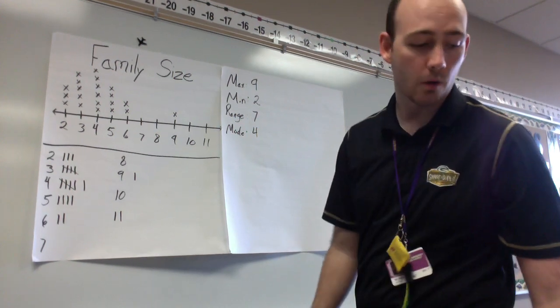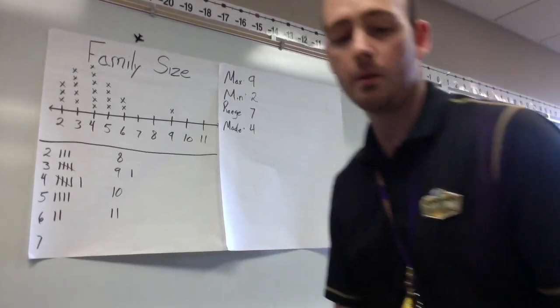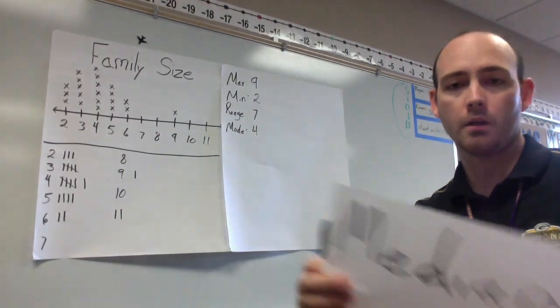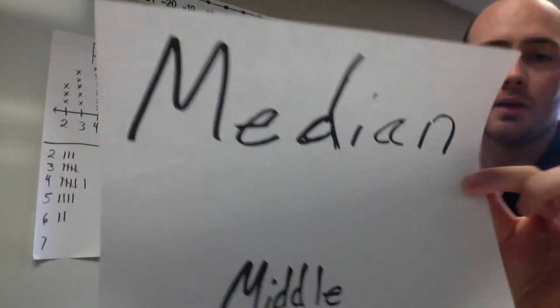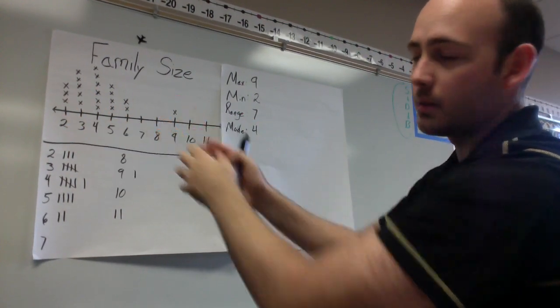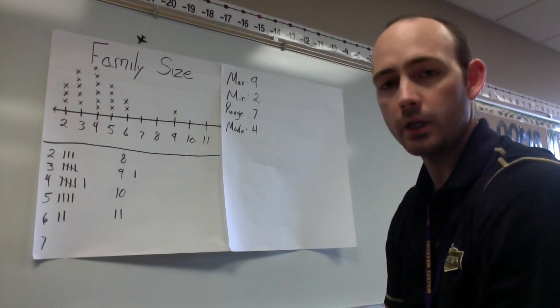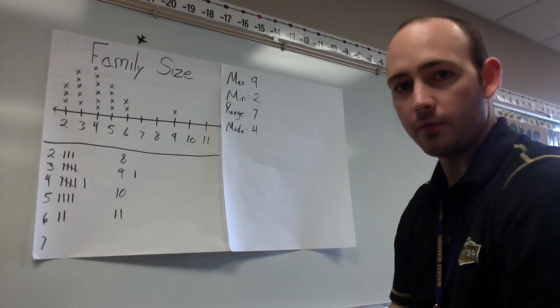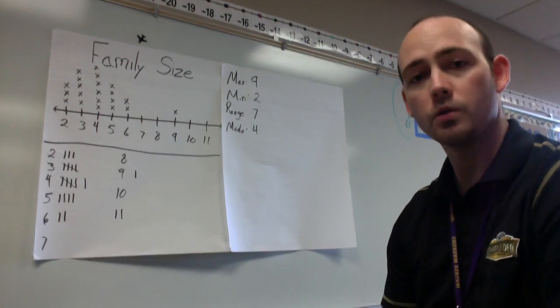So now we're going to talk about our next landmark statistic called the median. And median looks like this. You can think of it as the middle. Now we can't just look at this and go down because it's the middle of all of the values. So I'm going to show you a couple of ways that we can find it. The first one takes a little bit of time, but it's the most accurate.